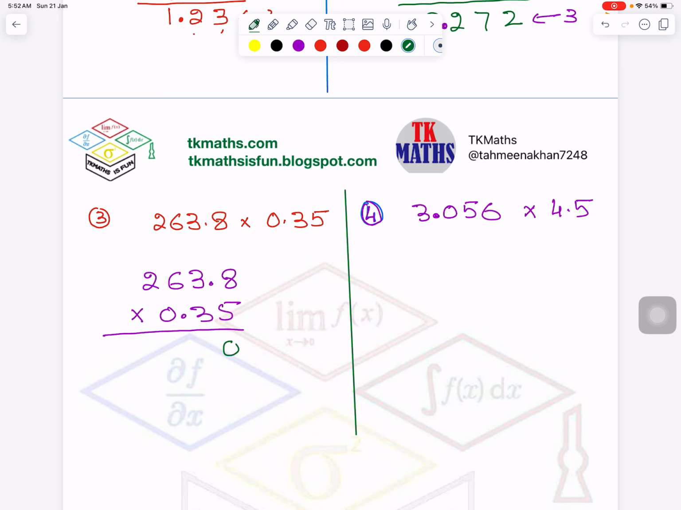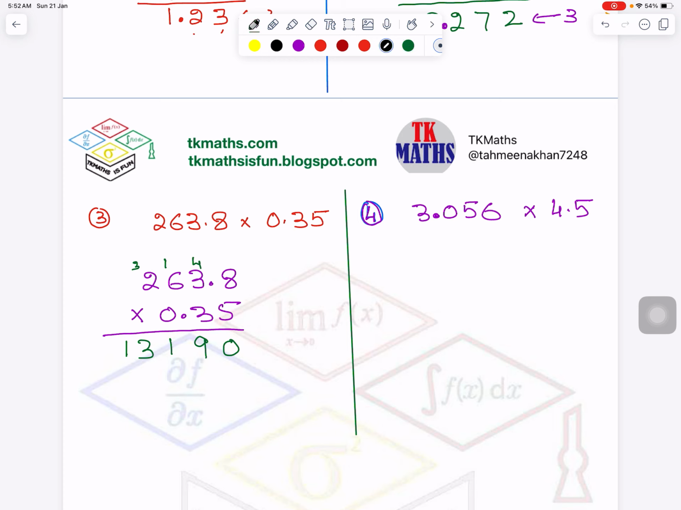Okay. So starting with 5. 5 8s are 40. 5 3s are 15. 15 plus 4, 19. 5 6s are 30 plus 1, 31. You know how to borrow or carry forward number, I'm sure you know. 5 2s are 10, 10 plus 3, 13. Now 5 is done. I will start with 3 now.